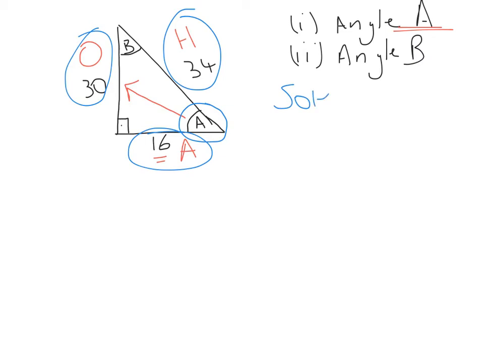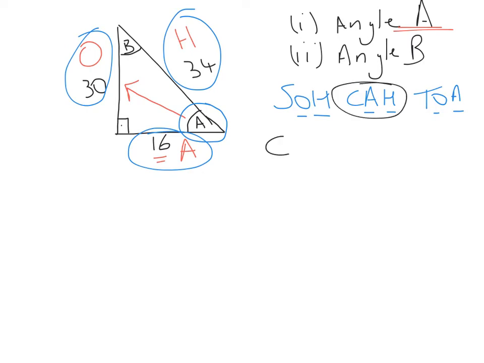The reason I can use any one of SOHCAHTOA is because I have all of the combinations. I have an O and a H, I have an A and a H, and I have an O and an A. A lot of the time that won't be the case, but I just wanted to show you this example where you actually had a bit of choice. Let's just go with CAH for this one.